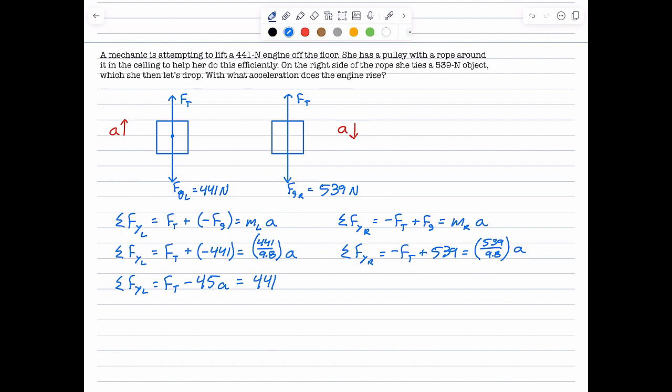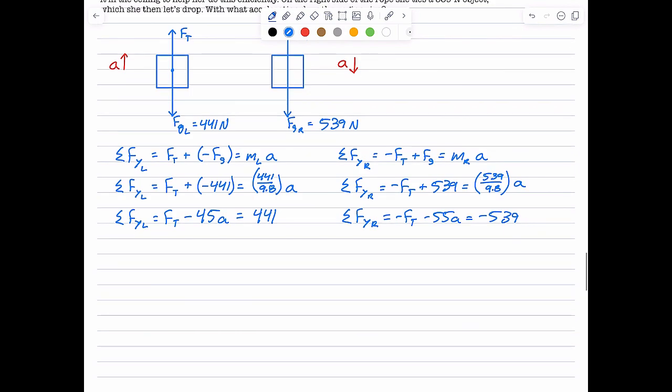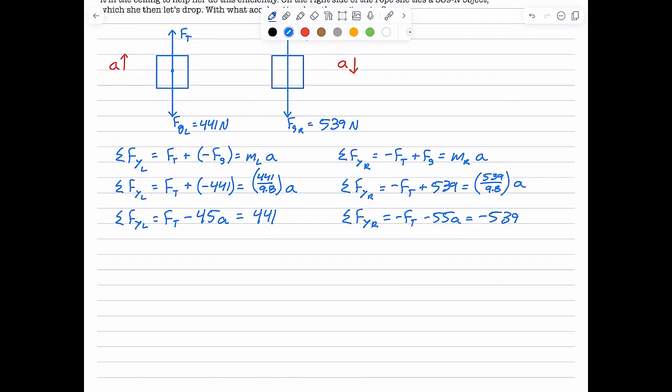And I'm going to do the same thing to the other equation, so just simply rearranging it a little bit for coefficients and unknowns on one side and constants on the other, and I end up with negative F sub t minus 55a, and that is equal to negative 539. All right, so this is going to make setting up my matrices a little bit easier. So just like in previous problem types, I'm setting up a 2x2 matrix for matrix A and a 2x1 for matrix B.